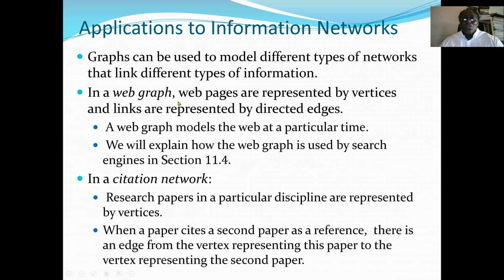Also, in a web graph, web pages are represented by vertices, and the links are represented by directed edges. So a web graph models the web at a particular time. We are going to explain this in section 11.4. Also, we have a citation network, where researchers in a particular discipline are represented by vertices. When a paper cites a second paper as a reference, there's an edge from the vertex representing this paper to the vertex representing the second paper.